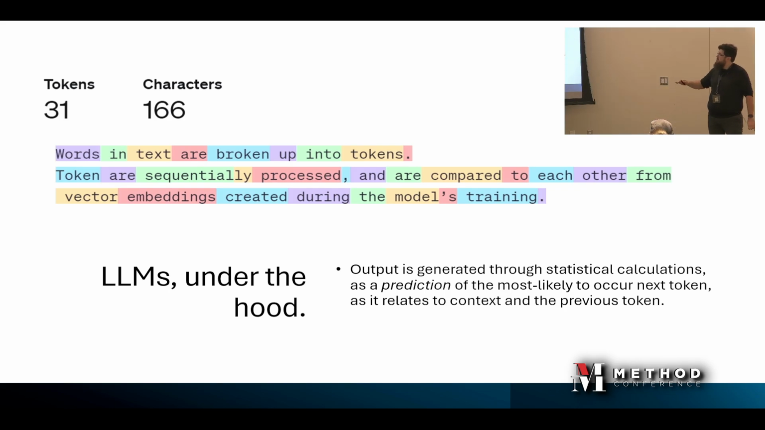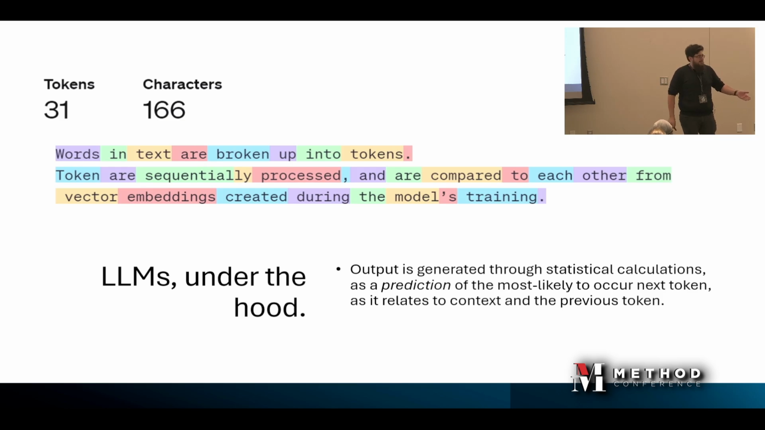And tokens aren't just words, right, or pieces of words, right? We see a period right there. We see an apostrophe S. We see whole words like each, other, from, vector, right? But look at sequentially. Sequentially, LY is a separate token, right? This is how it's actually reading what you parse it, right?